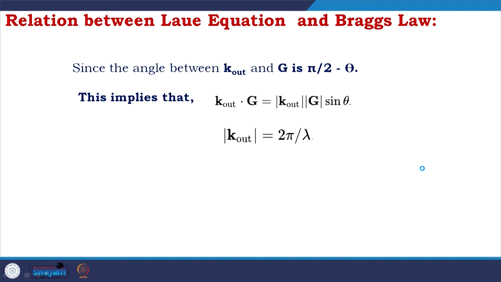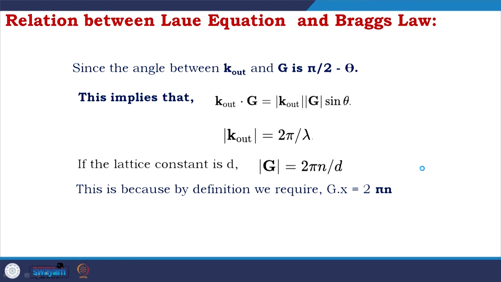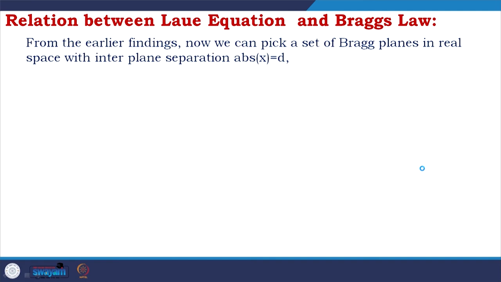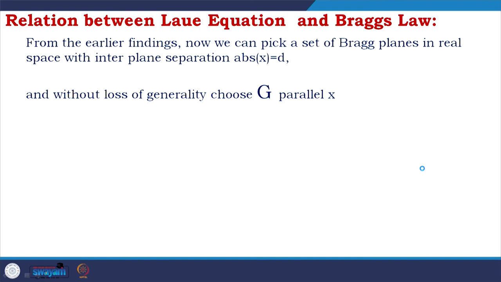So, the absolute value of k out equals 2 pi by lambda. If the lattice constant is d, the spacing between the two layers, the absolute value of G equals 2 pi n by d. This is because by definition we require G dot x equal to 2 pi n. So, from the earlier findings, now we can pick a set of Bragg planes in real space with interplane separation absolute value of x equal to d. And without loss of generality, choose G parallel to x.